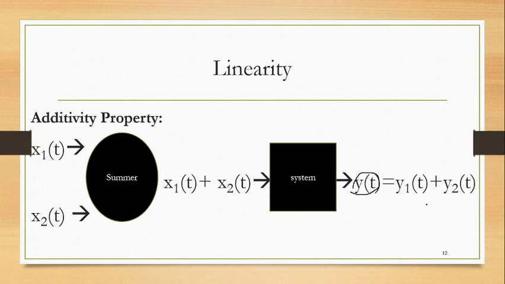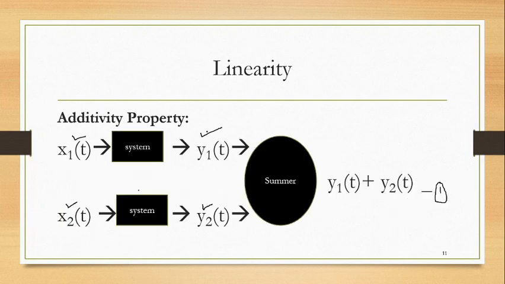If the output is equal to y1 of t plus y2 of t, which we called equation number 1, if it's equal to this, we say that the system is linear. Fine. But if the output of this system is not equal to this, we say that the system is non-linear. Fine, NL, non-linear. So if the output is equal to y1 of t plus y2 of t, we say the system is linear. If it's not equal, we say the system is non-linear.